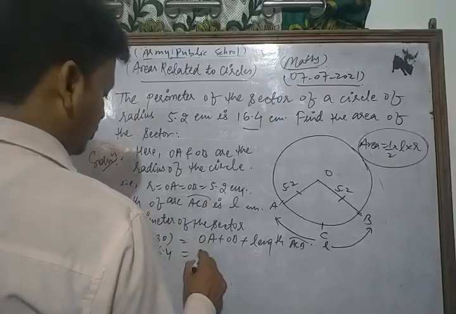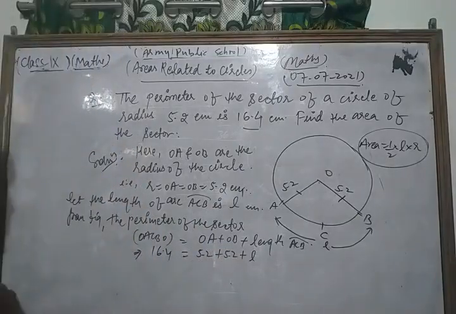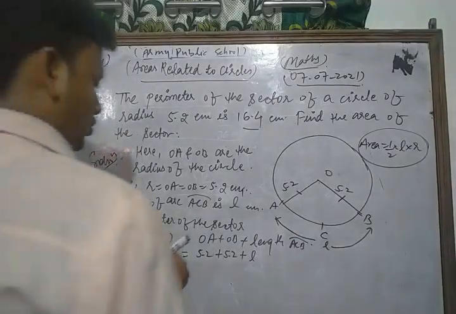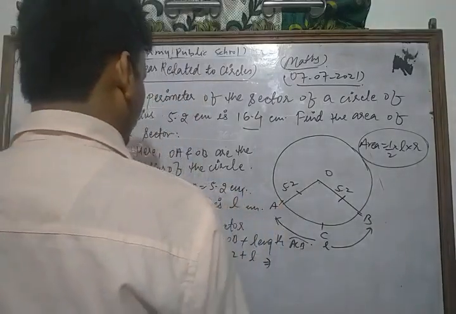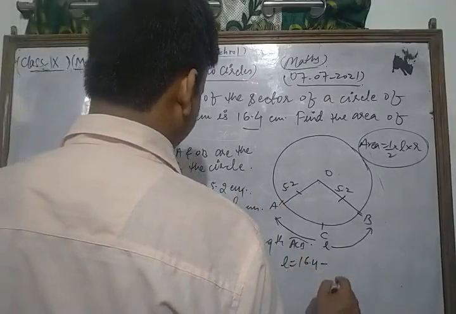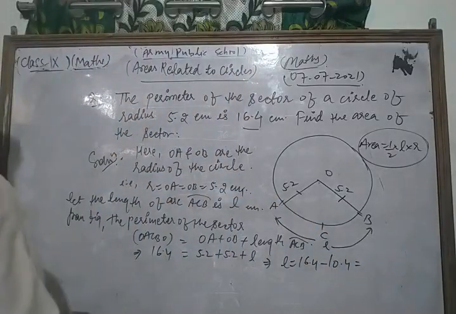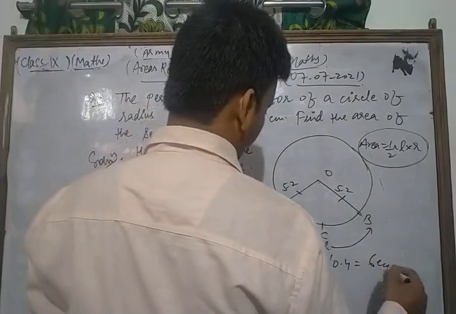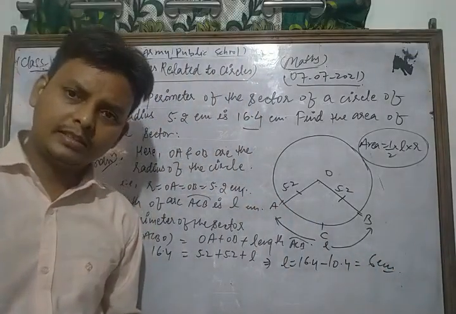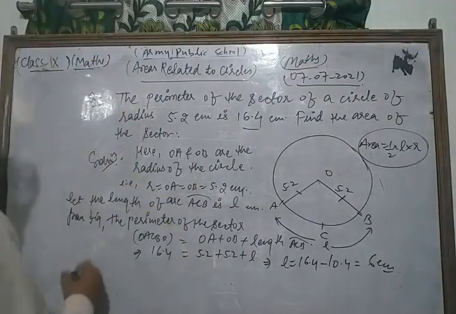OA is 5.2, plus 5.2. The length of arc we take as L. Now look, we get 5.2 plus 5.2 is 10.4. So L is equal to 16.4 minus 10.4, so we get 6 centimeter. So in this way we find the length of arc as 6 centimeter.